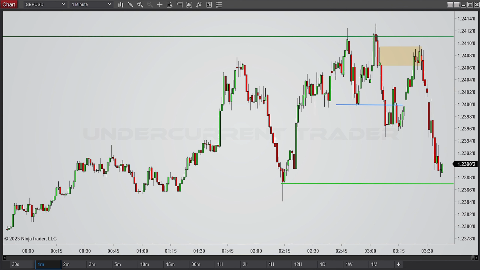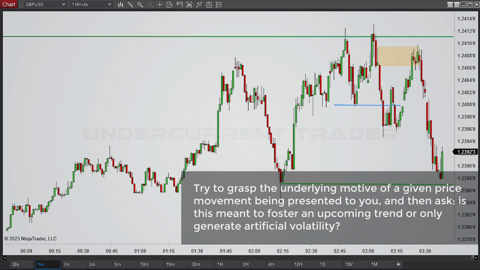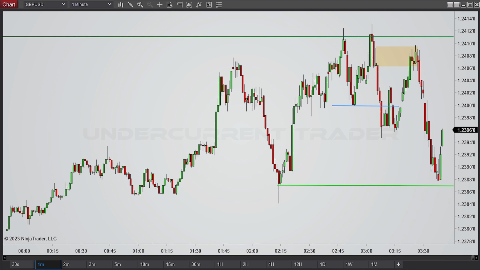After all, deep pocket players such as big banks or institutional traders aren't in the game to lose money. They want profits too. So we have to accept this fact and navigate accordingly. And by navigating accordingly, I'm referring to traders avoiding getting trapped by the smart money's liquidity grabbing tactics by first understanding the motive behind a particular price movement being presented to them, and then asking: is it meant to benefit a potential trend, or is it intended to create false volatility? This knowledge can help you differentiate between legitimate trades and those that are more likely to be smart money traps.